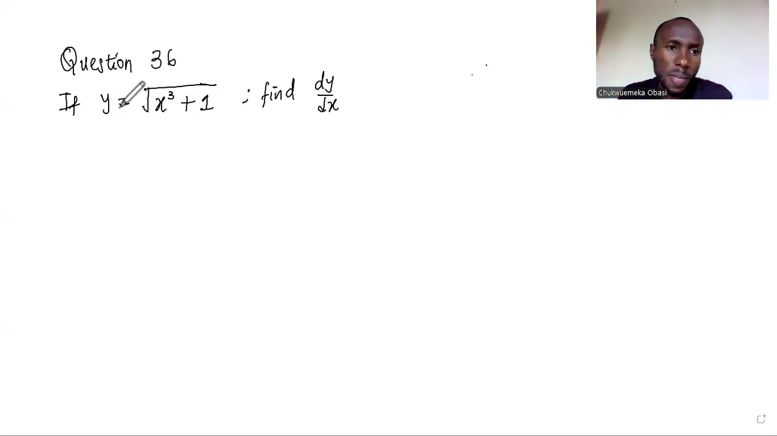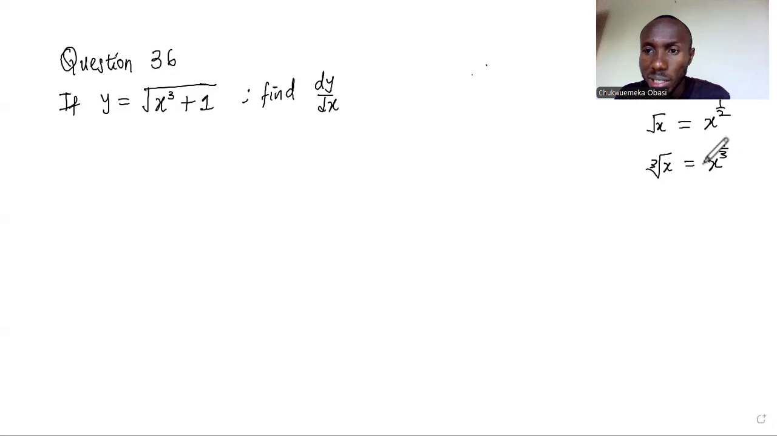We have that if y is equal to the square root of x cubed plus 1, we are asked to find the derivative of y with respect to x. So how do we go about this? Just very quickly, I'm sure you still remember that if you have root of x, this is the same as x to the 1 over 2 in index form. If you have cube root of x, this is the same as x to the 1 over 3 in index form. So I'm very sure you know how to rewrite this expression in its index form. That's exactly what you are going to do.